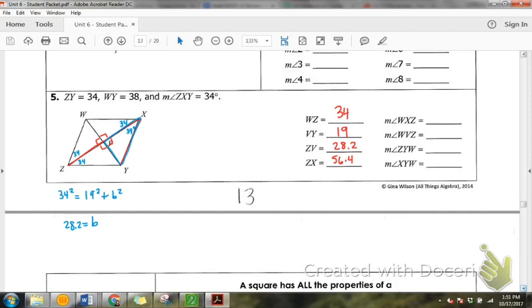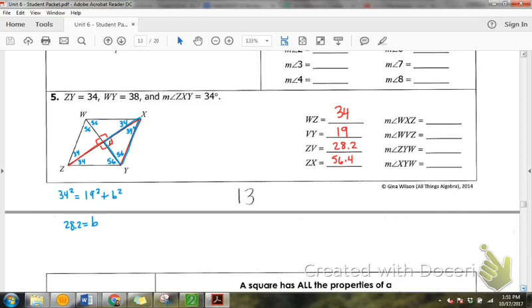What'd you get? 56. Anybody echo 56? Yes. Okay. So if this is 56, then what else do we know? The other side is 56, and then angle what? Both the angles in W are also 56, right?